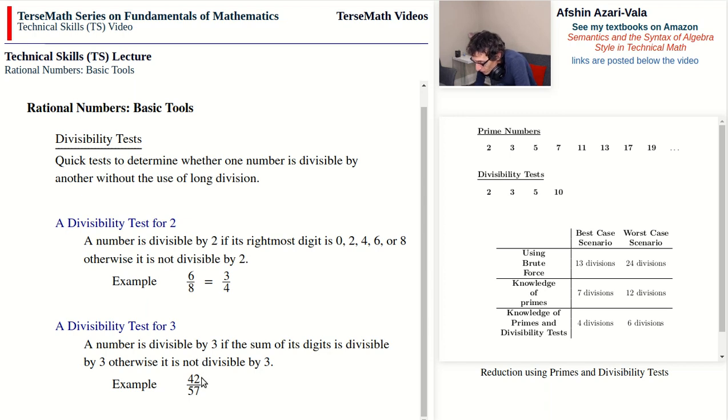Okay, so add the digits on the top. 4 plus 2, 6. 6 is divisible by 3. 42 is divisible by 3. Add the digits down here. 5 plus 7, 12. 12 is divisible by 3. So 57 is divisible by 3. Now that I know that 3 works, now I do a long division. 42 divided by 3 and 57 divided by 3. And that leads us to the value 14/19.